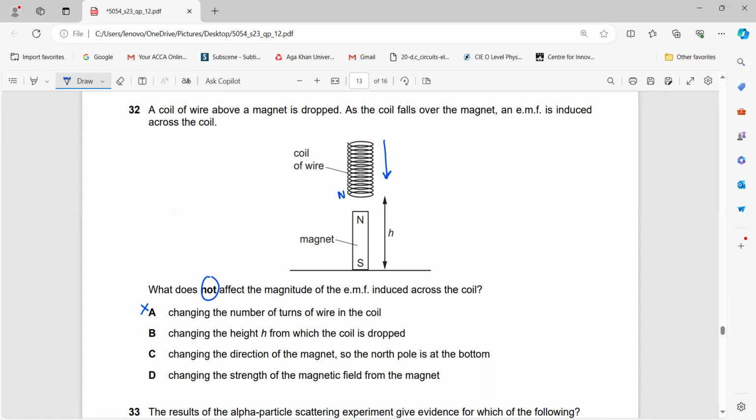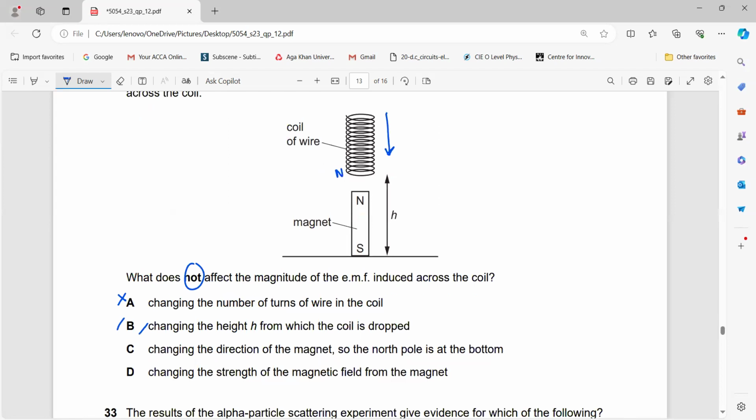Then it says changing the height from which the coil is dropped. So changing the height, meaning dropping it from a bit higher or from a bit closer, it does affect because the cutting effect will be greater. If the coil moves in faster, the cutting effect is going to be greater. So it does affect. So B is also not the answer. Changing the direction of the magnet so that the north pole is important. So even if the north pole is at the bottom and the south pole comes on top, then on top of the coil a south pole will be induced. That doesn't affect the amplitude of EMF. So I guess my answer is C.